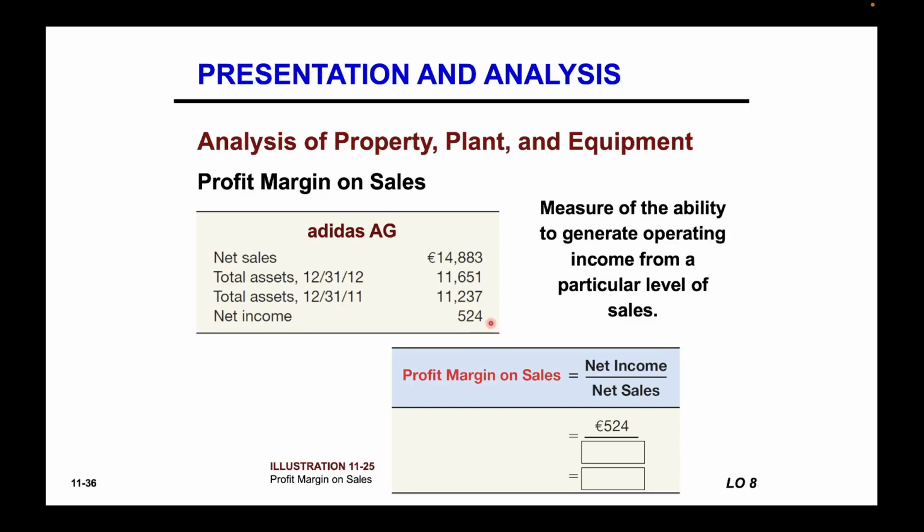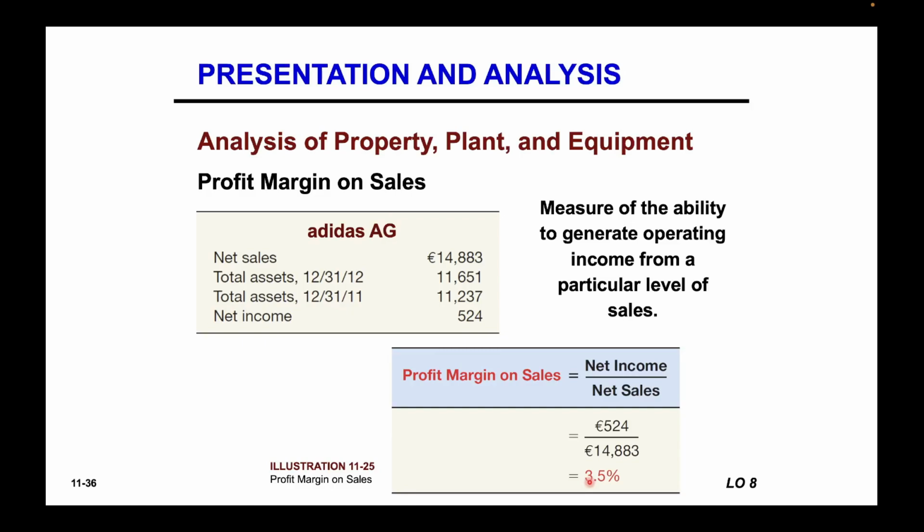The formula we will use is profit margin on sales equals net income divided by net sales. Applying the figures from the data, we have a profit margin on sales of 3.5%. This figure tells us that Adidas earned about 3.5 cents of profit for each euro of sales during the period.